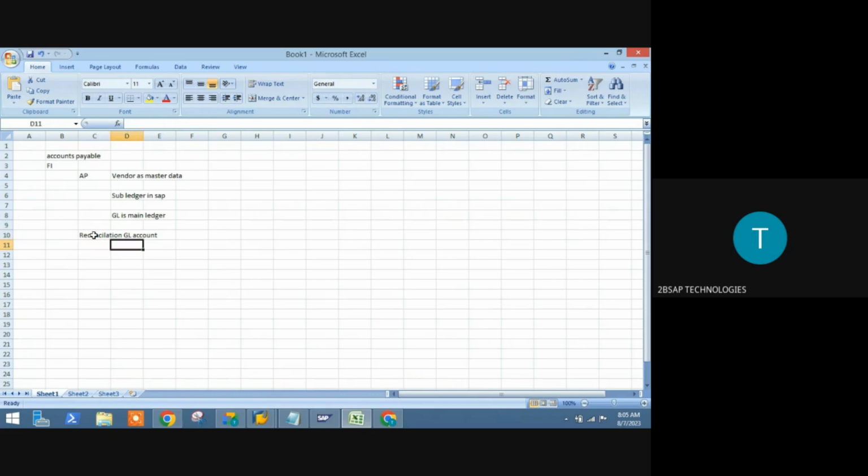Okay. So what is this reconciliation? While creating the GL account, I will explain it again. Okay. Now we are going to see the AP process. So this is in terms of SAP, we spoke about it. If you look at the general business case, how is it.